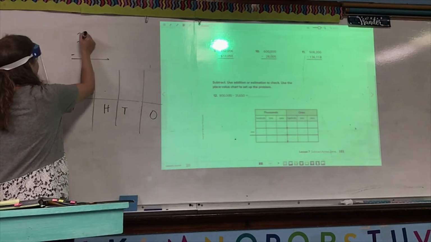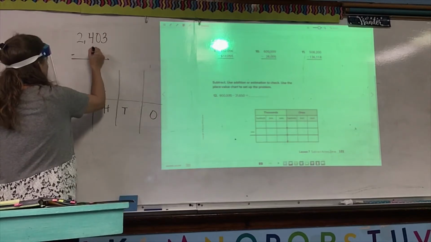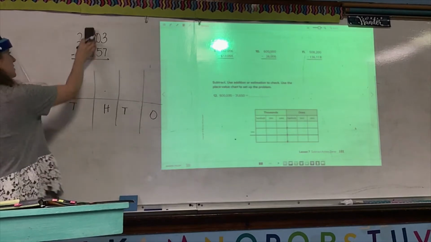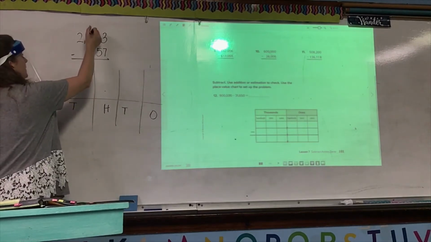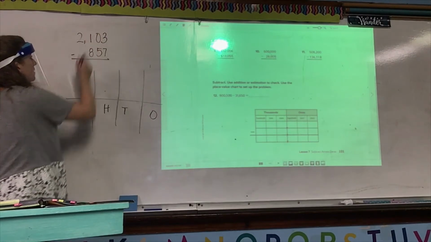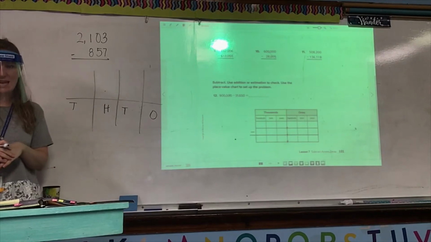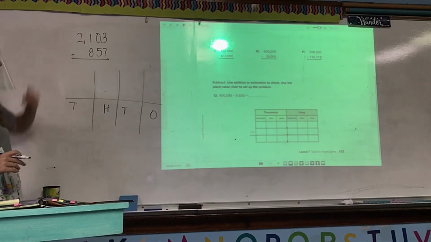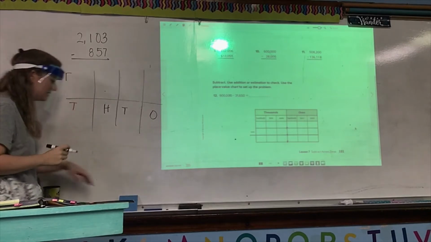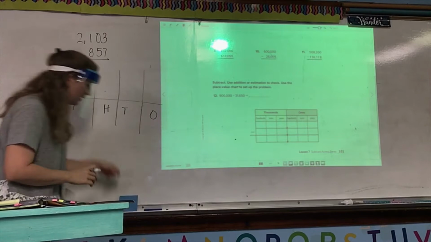Make that a little bigger. $2,000. Let's do... No, I want $2,103 minus 857. So first I need to model 2,103. Tell me how to do it actually. How do I model 2,103?